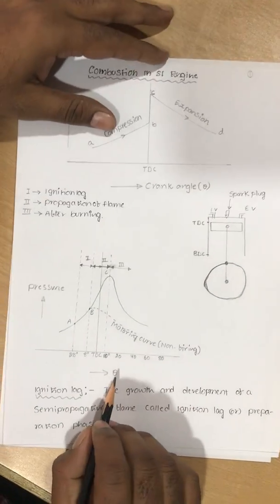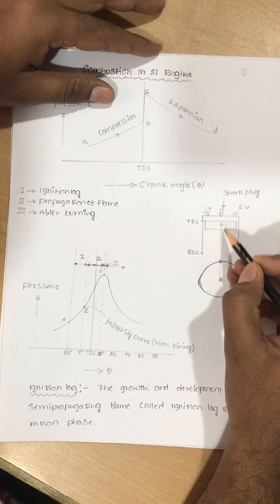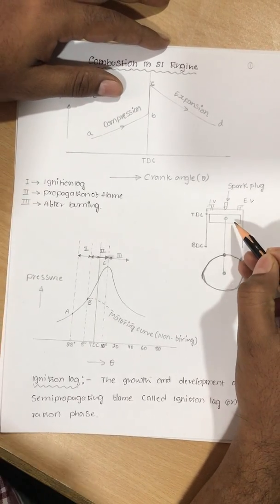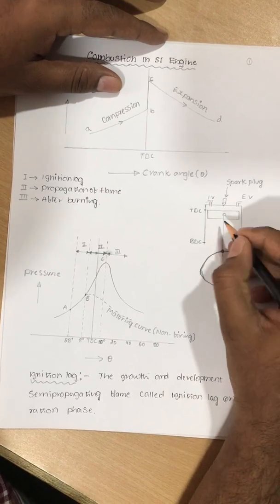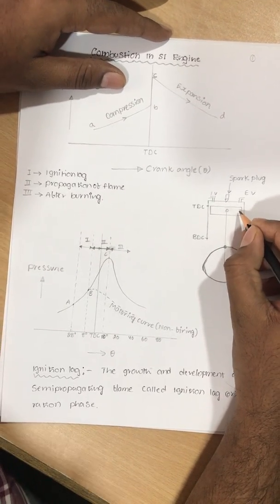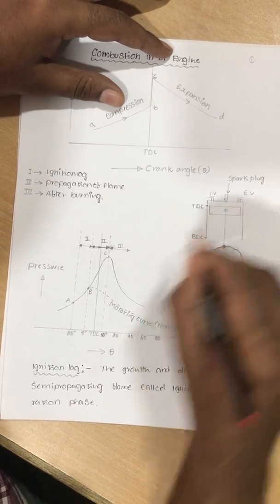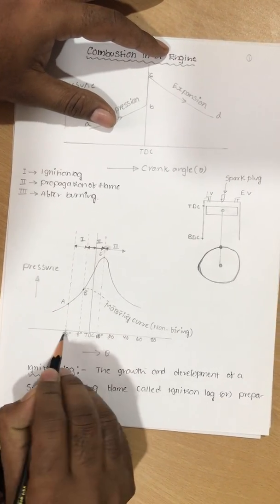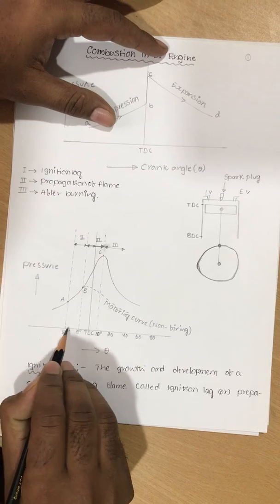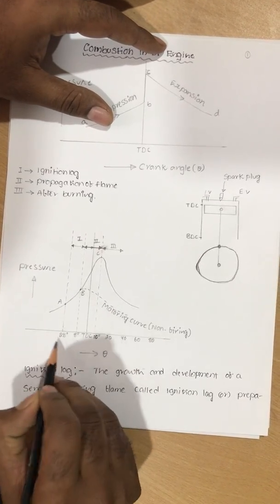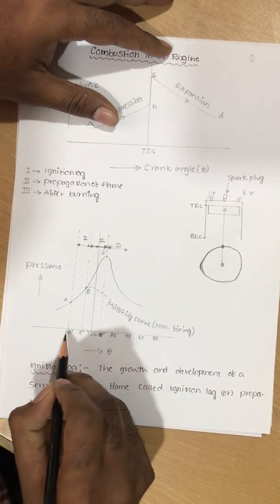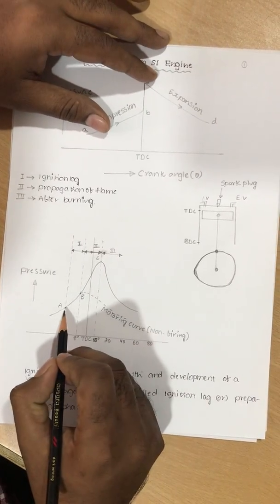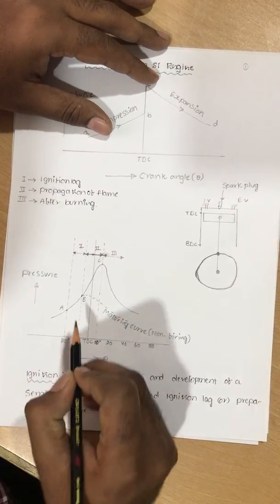If I give the spark before TDC, that means during the compression stroke itself, at the end of compression, when the piston is moving towards top dead center, the spark initiates. This is the spark here, around 28 degrees. This is not a fixed value, it is tentative, and it changes with respect to the engines and from company to company. Most of the companies follow this 28 degrees.